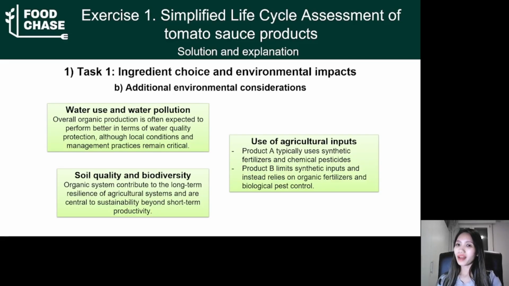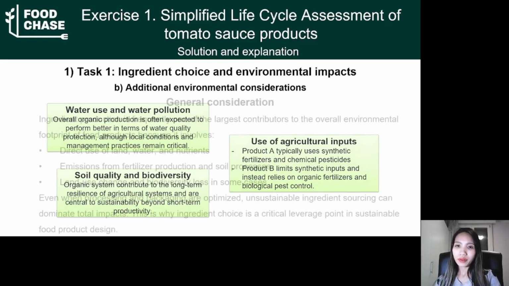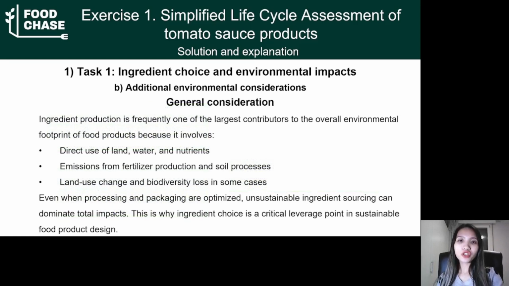About the use of agricultural input, product A typically uses synthetic fertilizer as mentioned and chemical pesticides, while product B limits synthetic input and instead relies on organic fertilizer and biological pest control. So, for general consideration, ingredient production is frequently one of the largest contributors to the overall environmental footprint of food products because it involves the direct use of land, water, and nutrients.